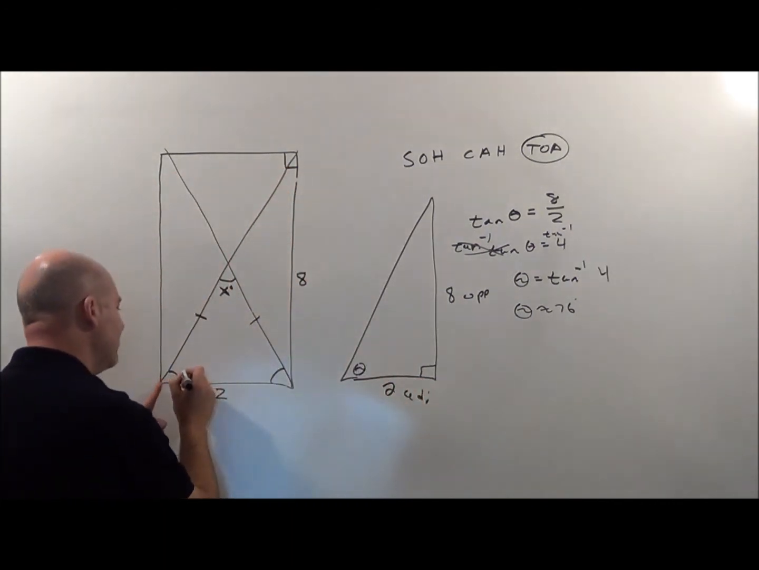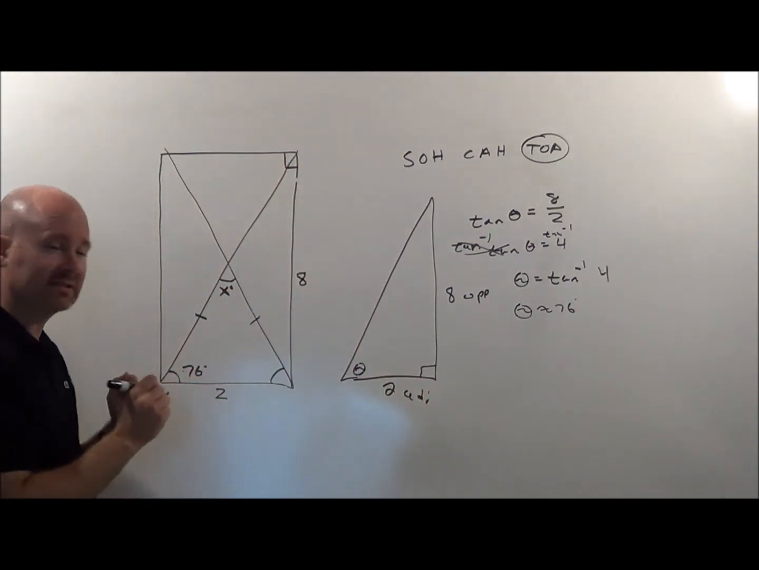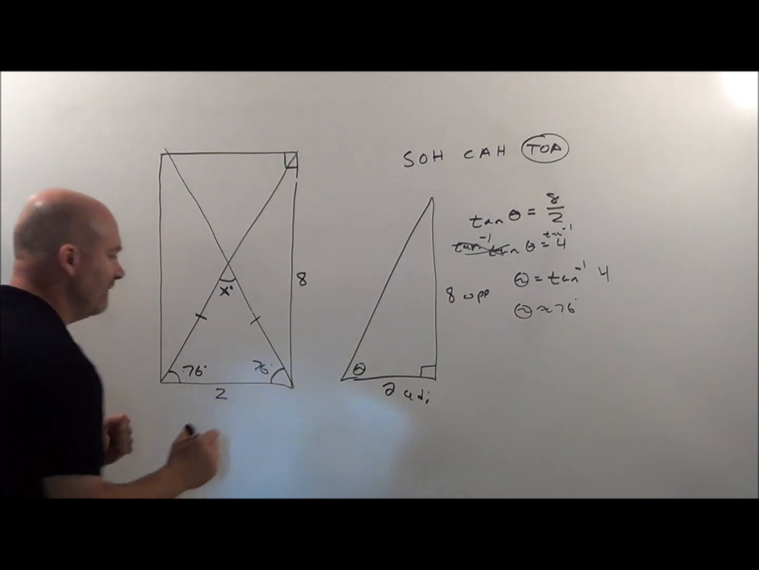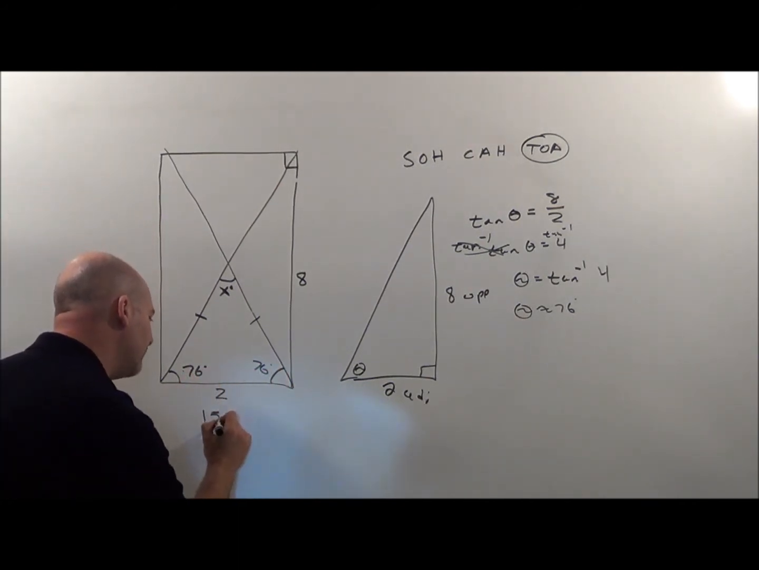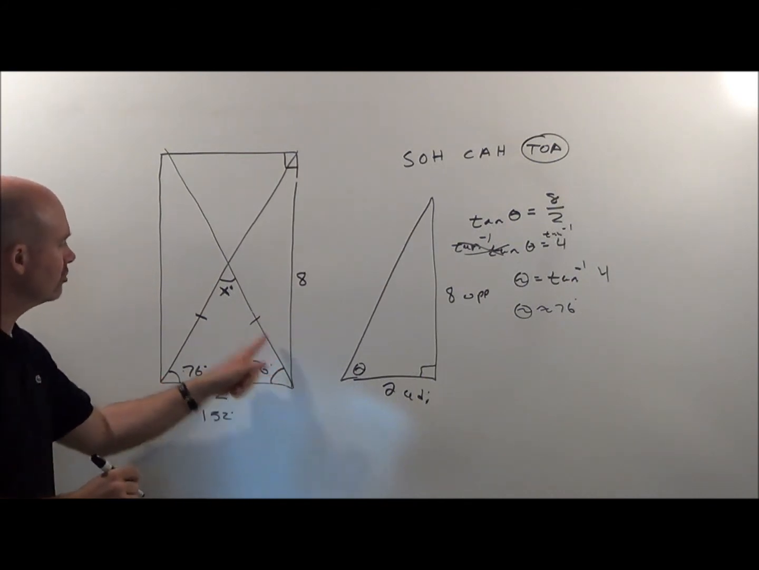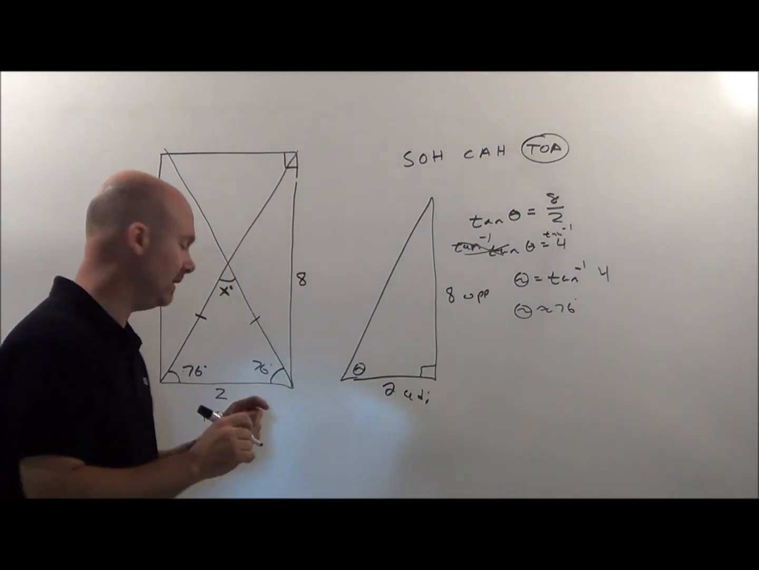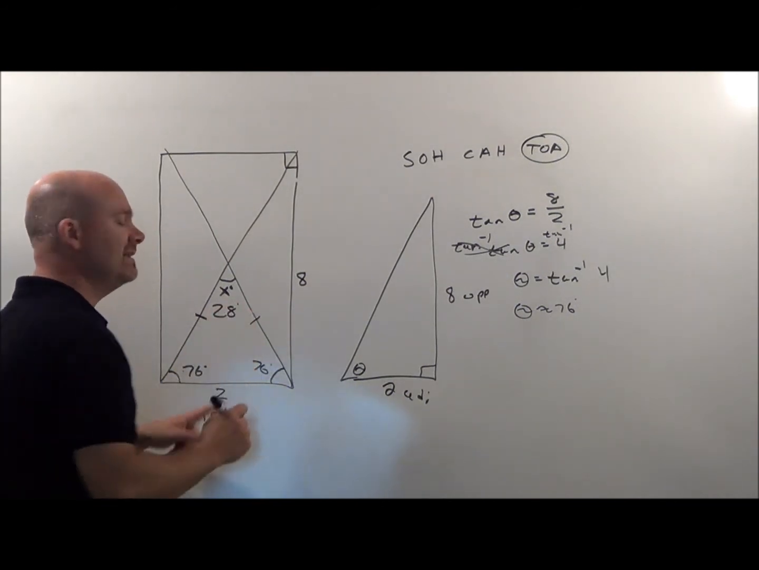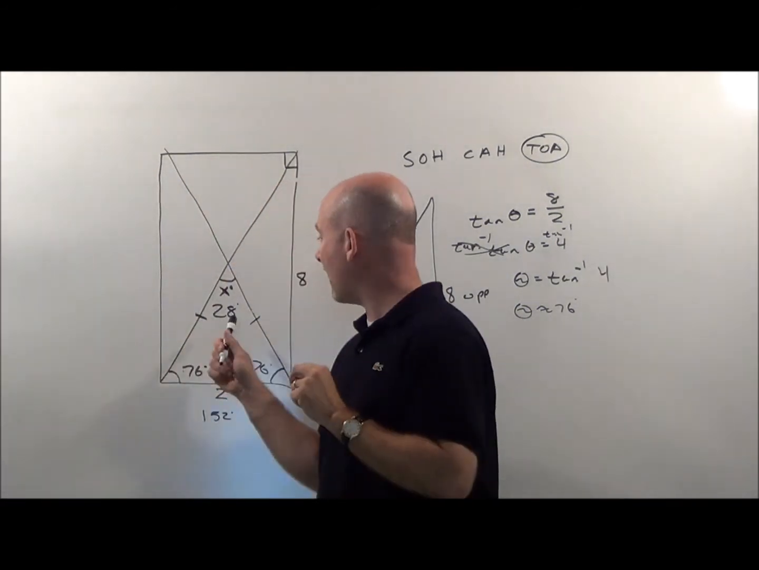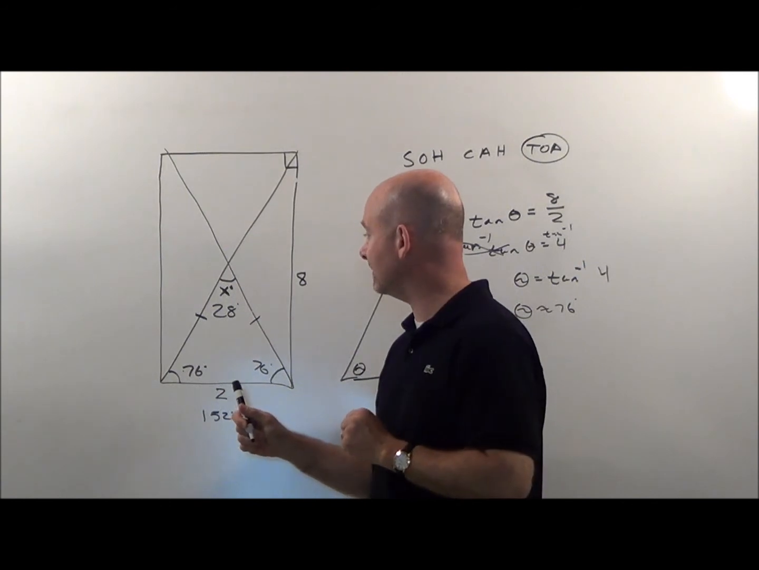So I now know that in this picture, that's 76 degrees, that's 76 degrees. Well, those add up, 76 and 76, that adds up to 152 degrees. Triangles must add up to 180, so I have 28 degrees to go here. That means that x right there is going to have to be 28 degrees.